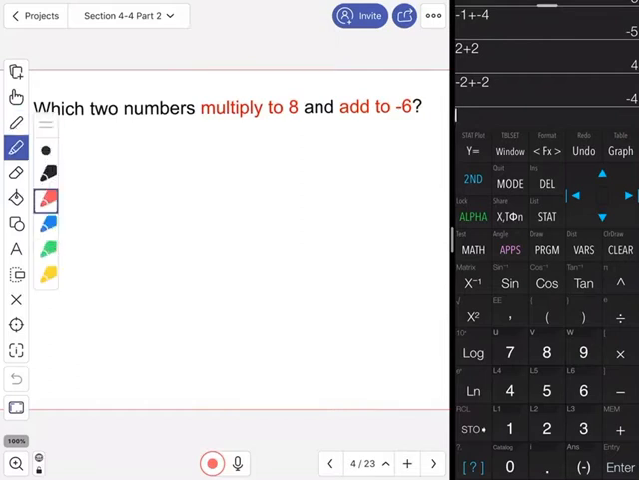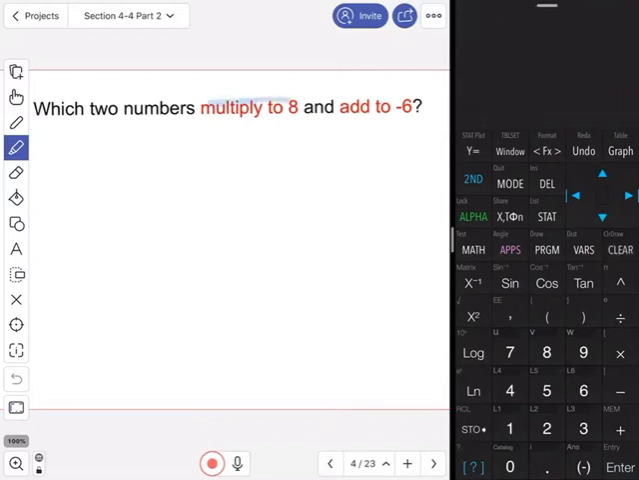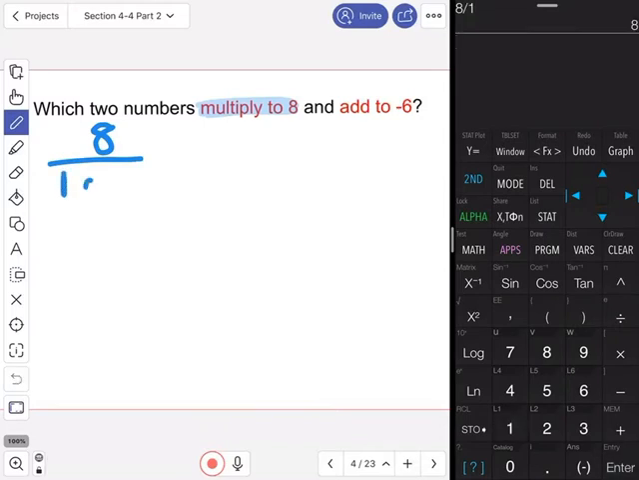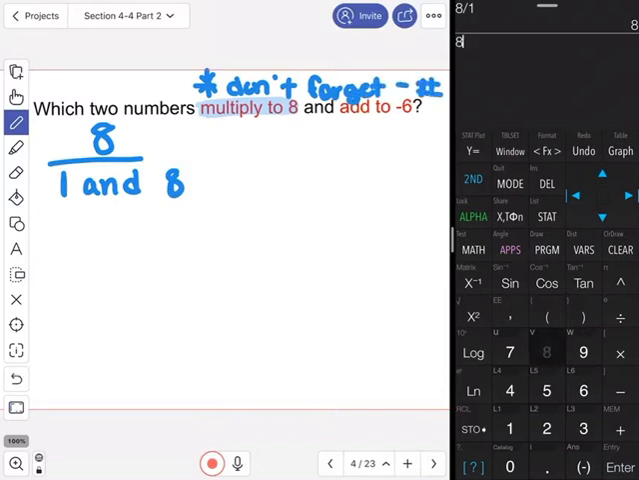For the next example, you want to list the two numbers that multiply to 8 and add to negative 6. So if I first start by listing numbers that multiply to 8, I'm going to start with 8 divided by positive 1, which gives me 8. So I have 1 and 8. And again, the key thing is don't forget negative numbers. So if I do 8 divided by negative 1, I get negative 8. So I have negative 1 and negative 8.